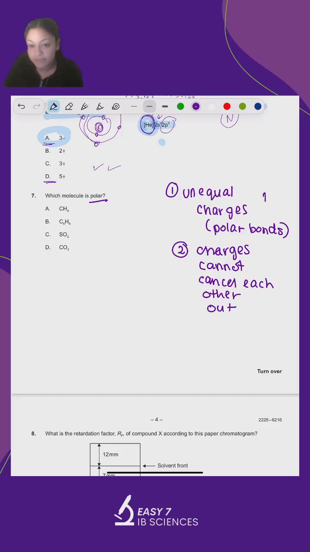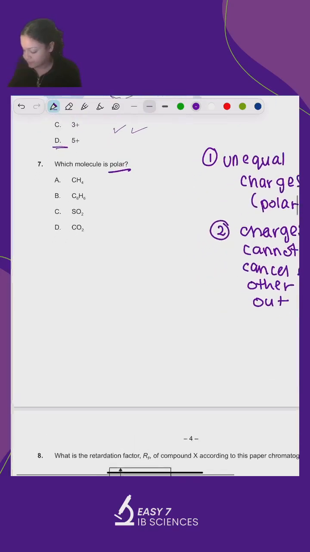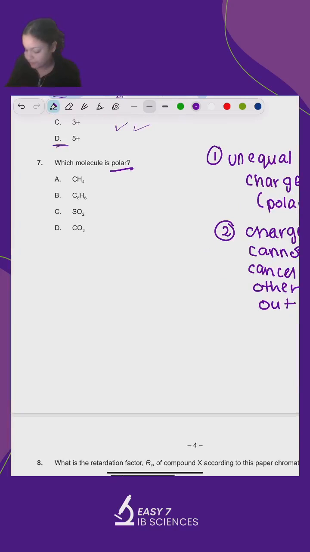So number 1, we must have polar bonds. And number 2, the charges cannot cancel each other out, so there should be an overall dipole moment. So let's look at A, for example. A is CH4. Now, how do we know if A has polar bonds? Well, in this case, you have to go into your data booklet and find the electronegativity values of carbon and hydrogen.